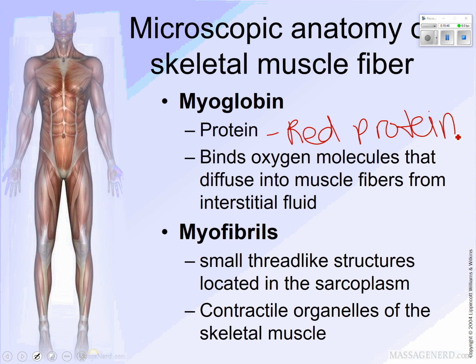Myofibrils, I just showed you a picture of that one on the previous slide. They are small thread-like structures located in the sarcoplasm, and what they're going to do is extend the entire length of the actual muscle fiber. So their striations, of course, make the entire skeletal muscle fiber appear striated. So it is a contractile organelle of the skeletal muscle.